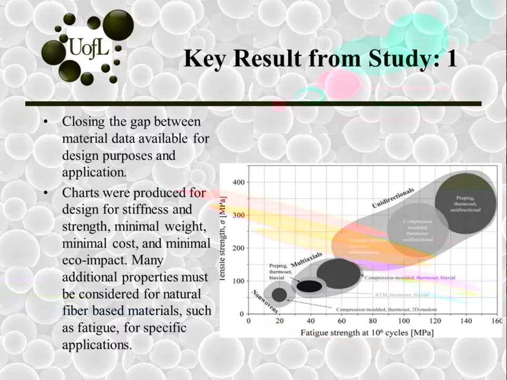And on the right, I included one of the Ashby plots created by the author for tensile strength versus fatigue strength for the different directions of the fibers. The unidirectional fibers had the highest tensile strength and fatigue strength, and the non-woven random fibers had the lowest fatigue strength and tensile strength.